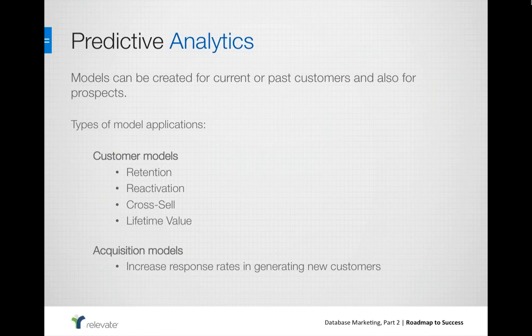Models can be created on current or past customers and/or for prospects. Typical customer model applications can be for retention, reactivation of past customers, cross-sell to different product lines, overall lifetime value, etc. Acquisition models are typically there to increase response rates and get more new customers at a faster pace.